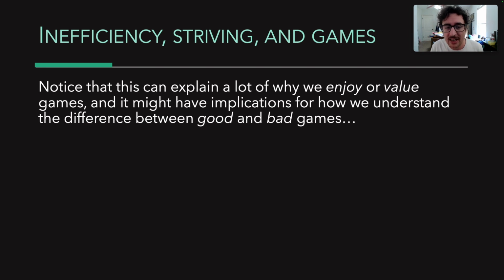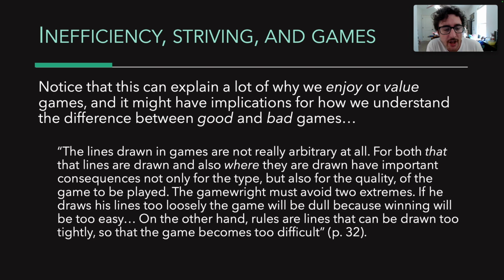Now, this definition, I think, can explain a lot of why we enjoy or value games. And it might have implications for how we try to understand the difference between a good game and a bad game. The lines drawn in games are not really arbitrary at all. So basically, the rules you make up in a game that say you can use these means, but you can't use these means to achieve the prelusory goal. He said, well, look, those lines are not actually arbitrary. For both that the lines are drawn and also where they are drawn have important consequences, not only for the type, but where you draw the lines is also important for the quality of the game to be played.